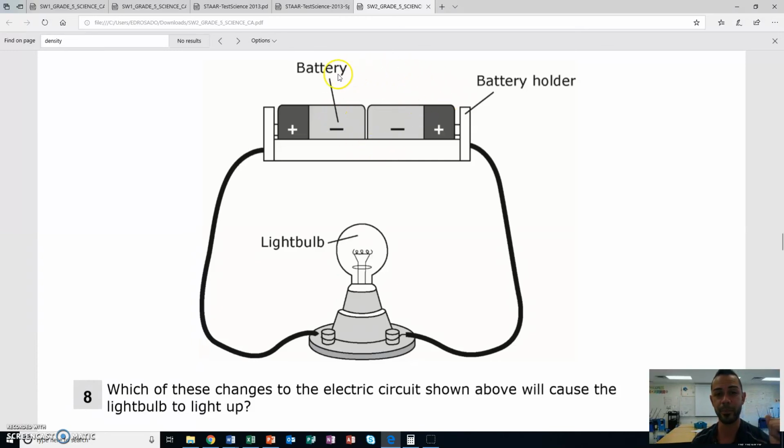If you notice, the batteries here are connected with the negative pole and the negative pole. So in order to make it work, we need to have the positive, negative, with the positive and then the negative batteries connected. So this one, you have to flip around in order to make the circuit work.